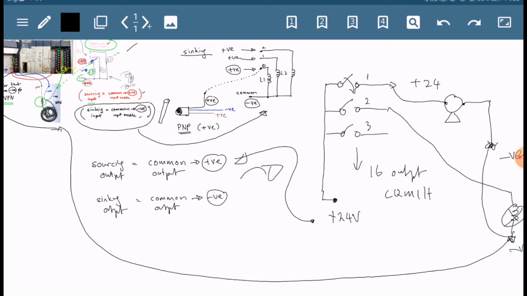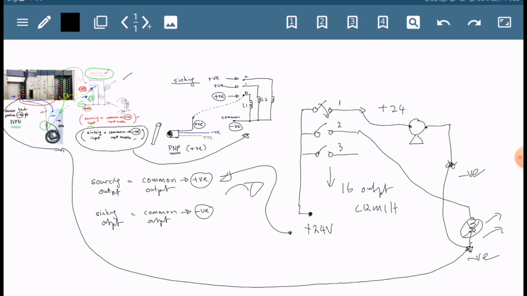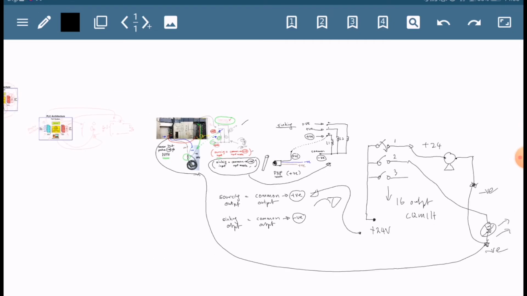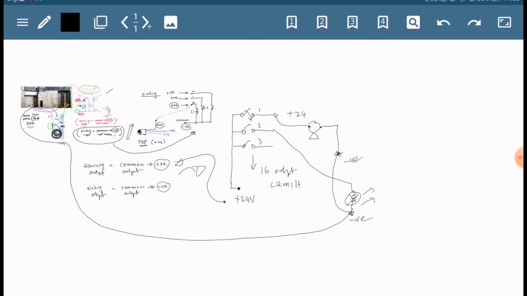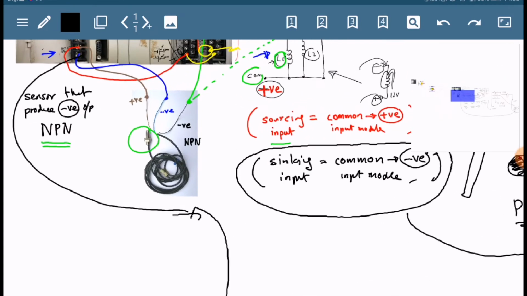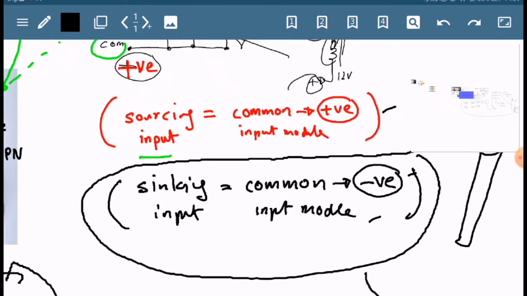So after this, I will do one demonstration. Okay. Energize the input using NPN and PNP sensor. Okay. So keep this as a reference for later. All right.